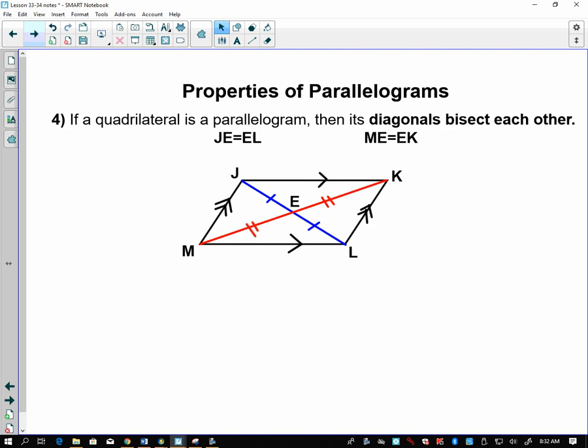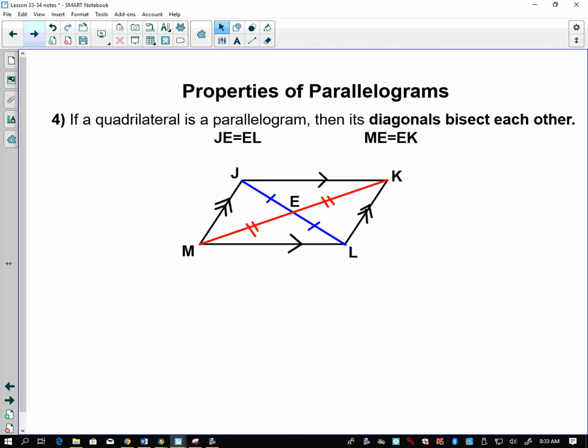Rule number 4 is that the diagonals of a parallelogram bisect each other. What does the term bisect mean? Split into two congruent halves. Yes. So if I know that this is a parallelogram and I know JE is 7, what do I know about LE? 7. That doesn't mean that MK is equal to JL, does it? No. But if I know that ME is 15, what do I know about EK? It's 15. I'm just trying to make sure that we understand this.